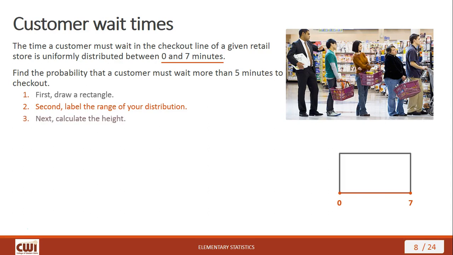The next step is to calculate the height. Notice in the problem statement it doesn't say anything that will give us an indication of what the height would be. And so that means that we have to take the reciprocal of the range in order to calculate the height. So to do that, we're going to take the max value of 7, subtract the min value of 0, and then take the reciprocal. And that gives us a height of 1/7.